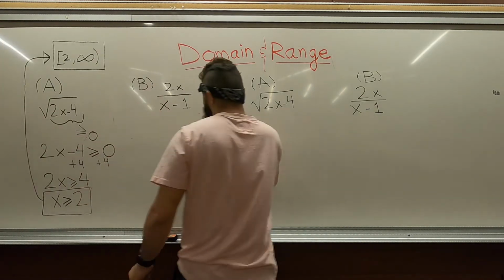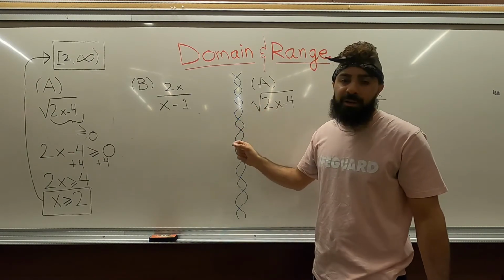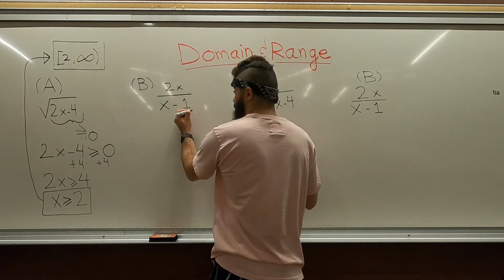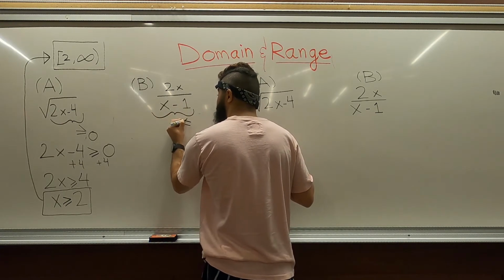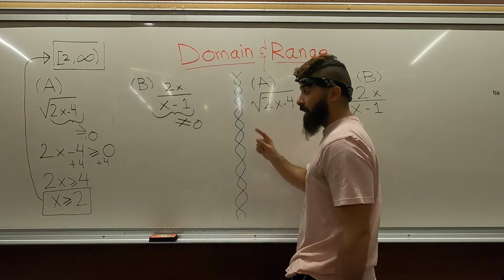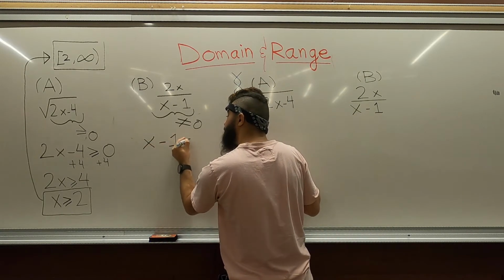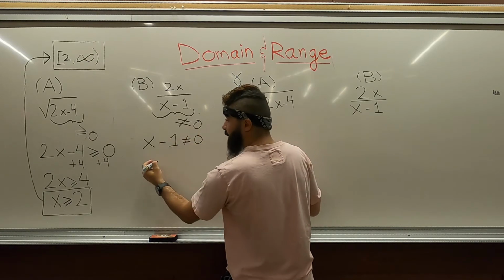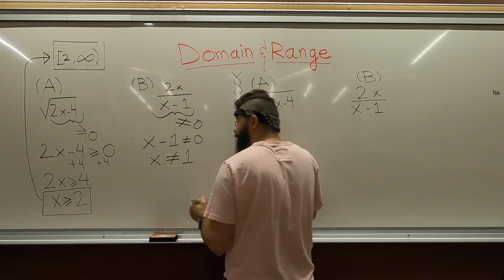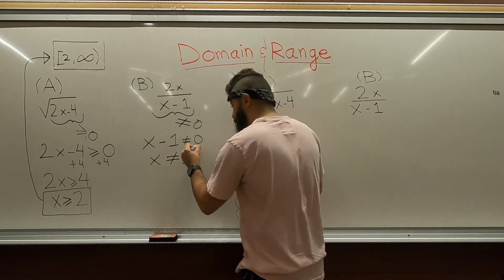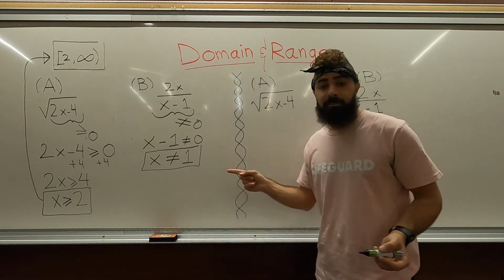Let's look at B now. So in B, all that we care about is for the denominator to not equal 0. So we take the denominator and set it not equal to 0. So if x minus 1 is not equal to 0, that means x is not equal to 1. That's the domain for this one. All real numbers x except for 1.